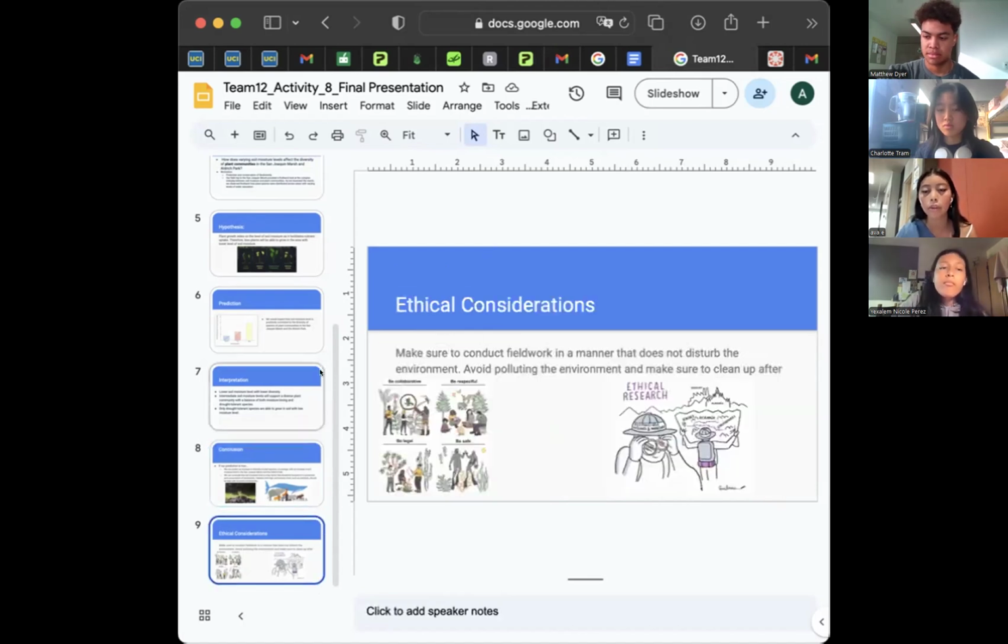And then some ethical considerations to make are to conduct fieldwork in a manner that does not disturb the environment, and avoid polluting the environment, making sure to clean up after. These are practices that we also followed when we went to the San Joaquin Marsh to take those soil samples. And that's it.